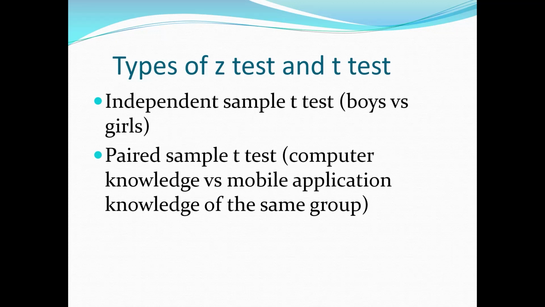Paired sample t-test. Computer knowledge versus mobile application knowledge of the same group. The group is the same here, but we are testing two variables. So one person will have two values, a pair of values: a computer knowledge value and a mobile application knowledge value. So we call it a paired sample t-test. So two tests are there.